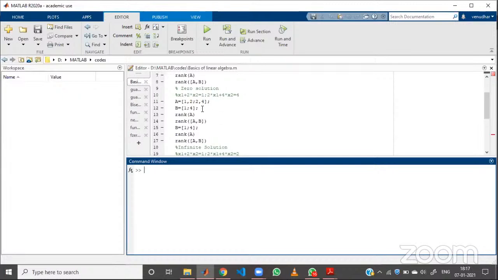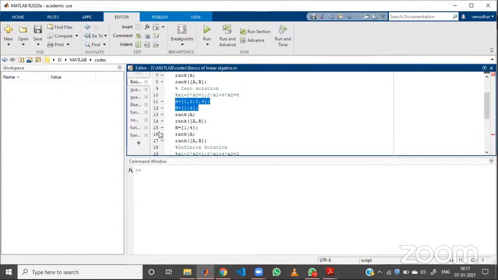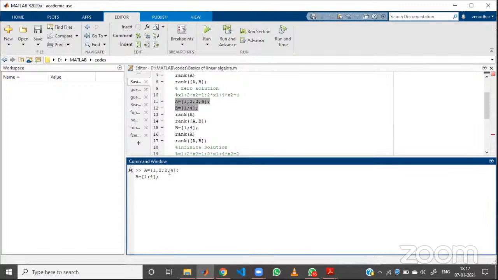What does MATLAB give for the zero solution? Let's just see. Control C, Control V. What is the A matrix? A is this one. What is the B matrix? B is this one. So our answer will be the inverse of A multiplied by B.